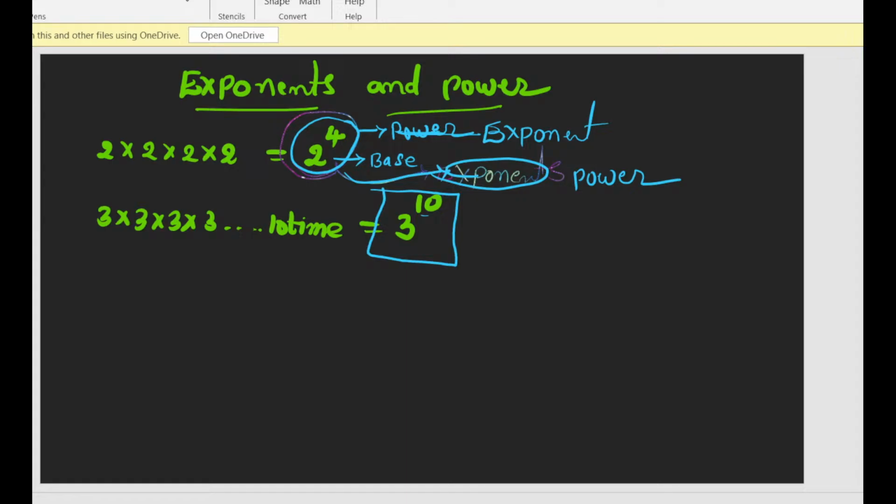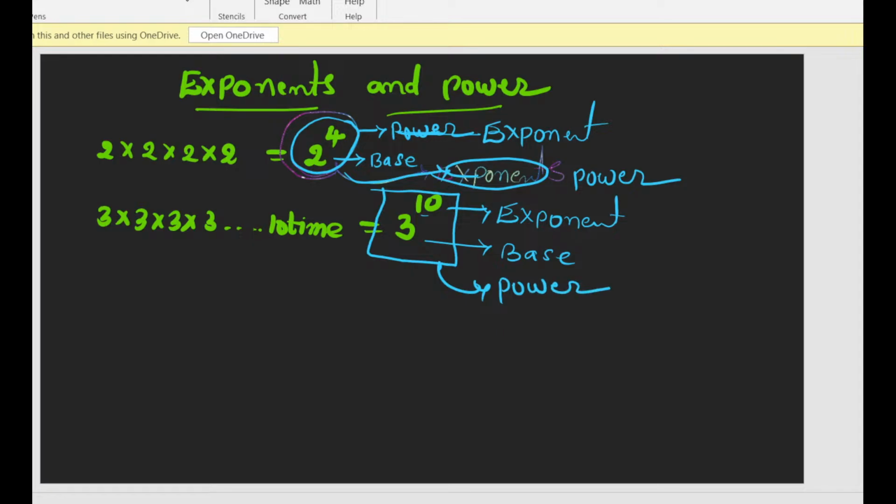Just look at here. In 3 power 10, 10 we call the exponent and 3 we call the base. 10 is the exponent, 3 is the base, and this complete term we call the power.